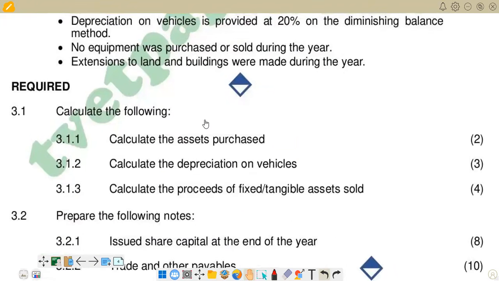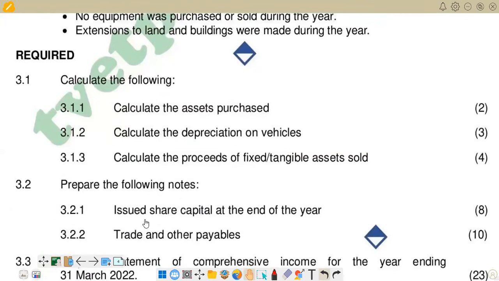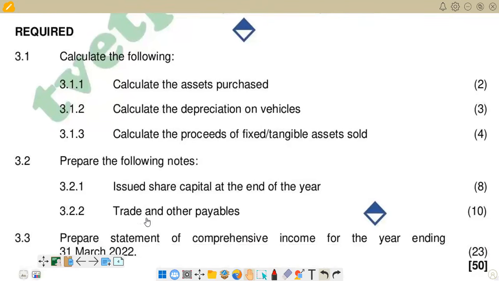The required part is saying calculate the assets purchased. That's the first part. And then we've got calculate the depreciation of own vehicles, calculate the proceeds of fixed or tangible assets sold. And then we've also got preparation of the following notes: issued share capital at the end of the year, and then trade and other payables. So the last part, we are not going to do it in this video. We are just going to end here in terms of this video. We end here on trade and other payables.